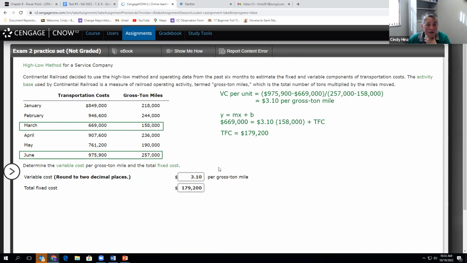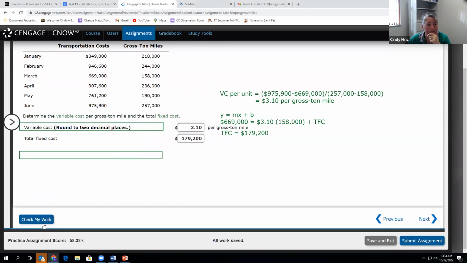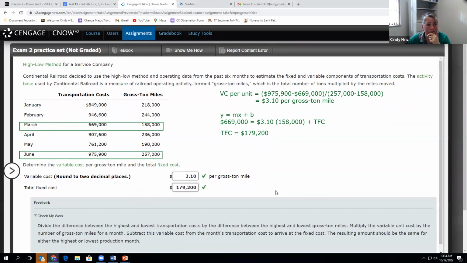So we first had to calculate the variable cost per mile, then subtract that variable cost from either point, you can use May, March or June, subtract the variable cost from the total cost, and that leaves us with the fixed cost. So that's the high-low method. It's really not relevant to the calculation that this is for a service company. It works just as well for a merchandising or a manufacturing company as well.